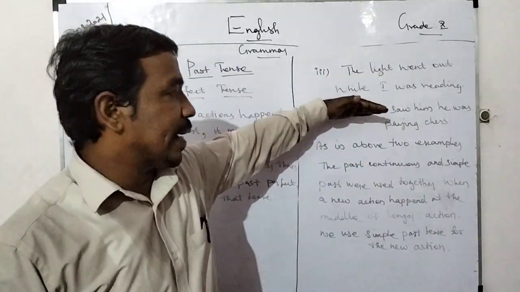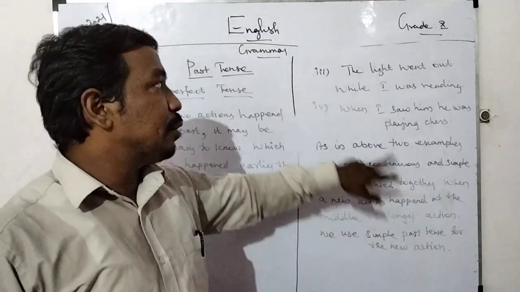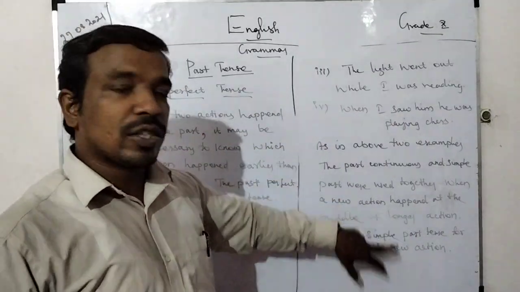As in the above two examples, listen carefully, the past continuous and simple past were used together. Why did we use them together? Because of a longer action and a short action.